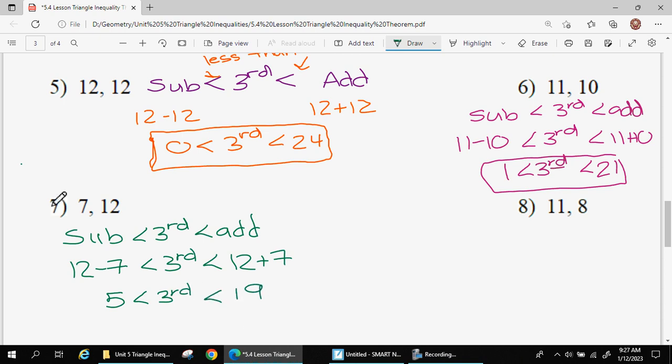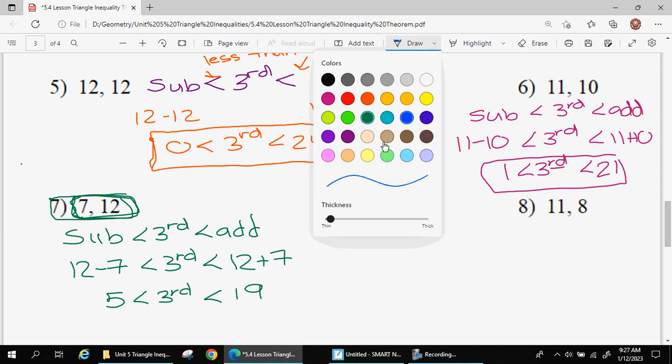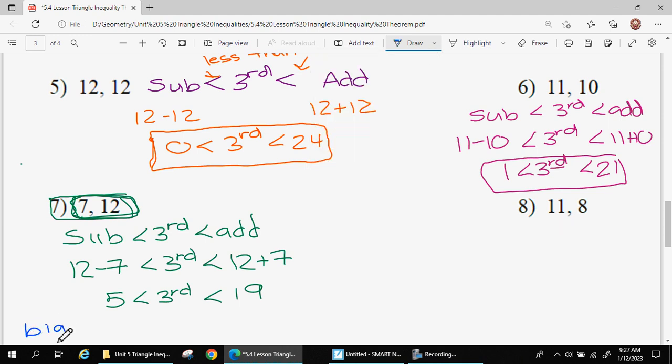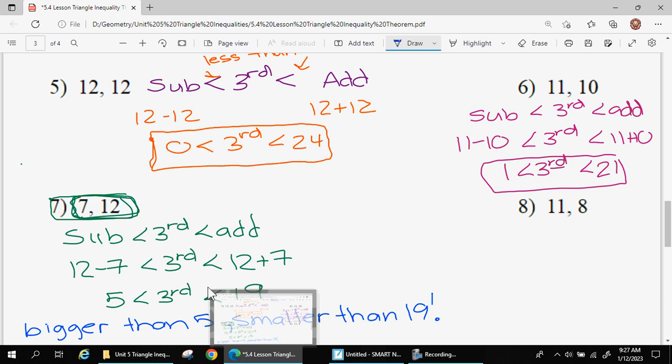So our third side, if we want to build a triangle that has sides 7 and 12, our third side has to be bigger than 5. Maybe I'll write that. Has to be bigger than 5 and smaller than 19. So any value that is bigger than 5 and also smaller than 19 is a possibility for the length of a side if we want to build a triangle that has sides 7 and 12.